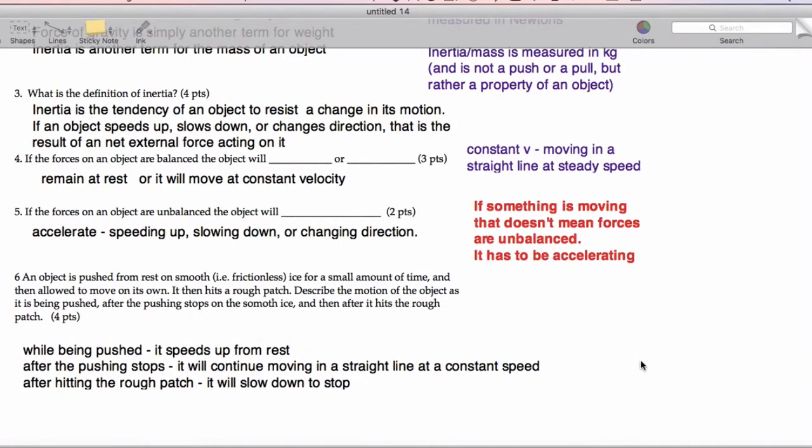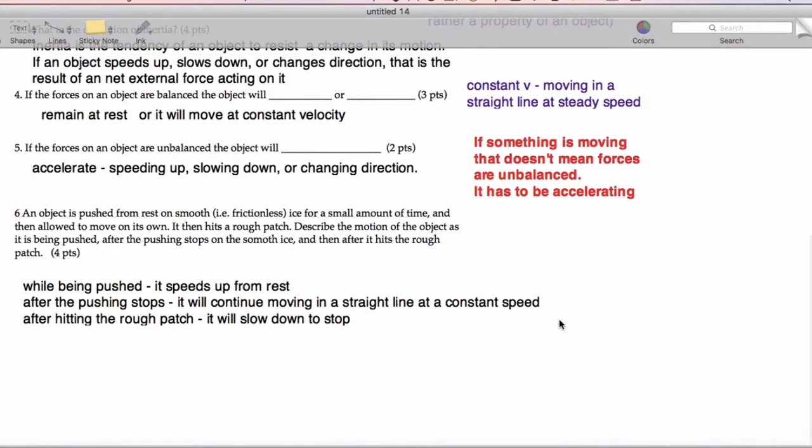Excellent. So this is page 1 of the solution to our practice test. We're going to work on page 2 in the next video.